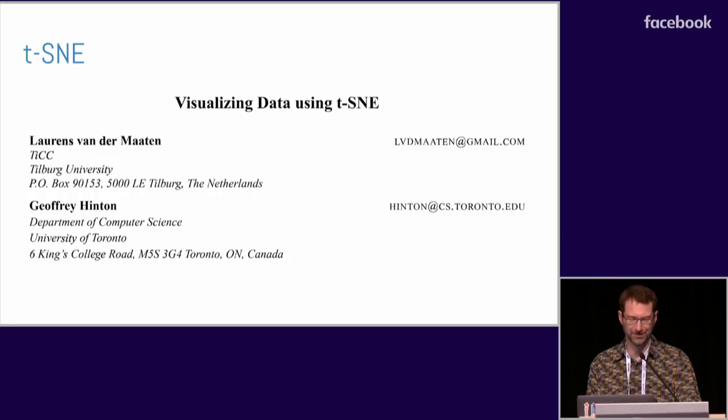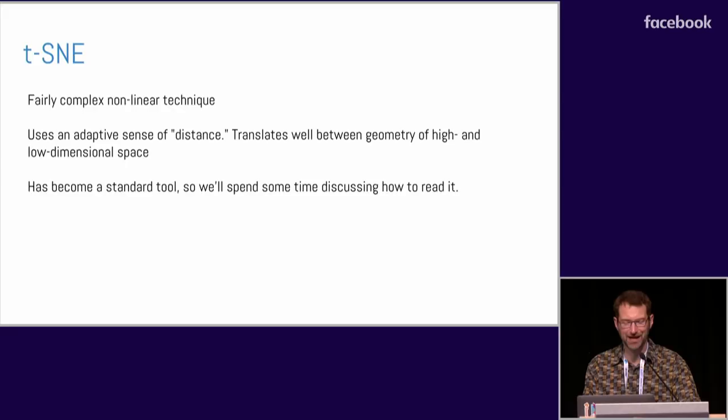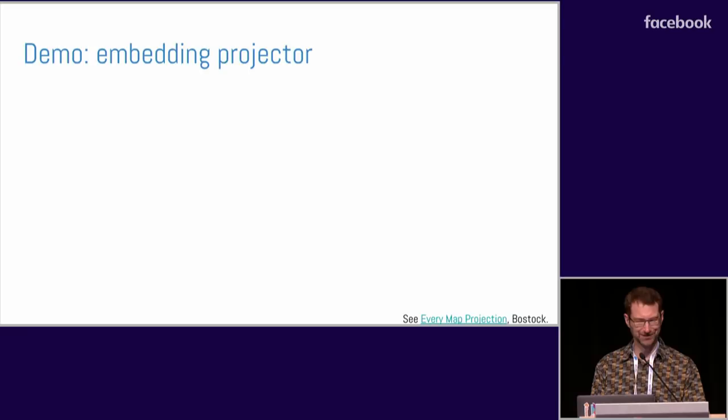This is a truly beautiful visualization method. One of the things that makes it work, but also makes it hard to interpret, is that it has this adaptive sense of distance. This is designed to provide a good translation between how distances work in high-dimensional space and low-dimensional space. It does a lot of good things, but it can be tricky. So let's take a look at how you would close read it.